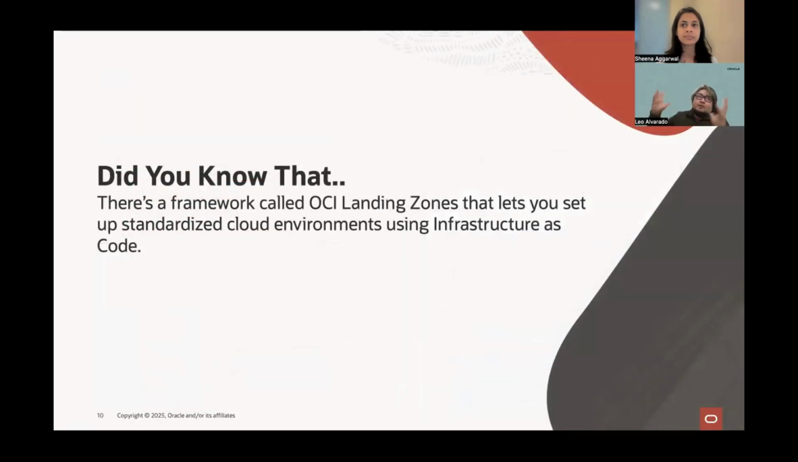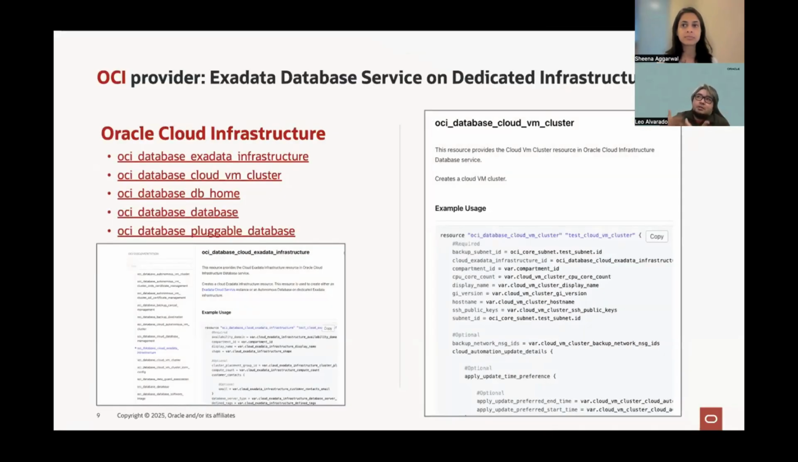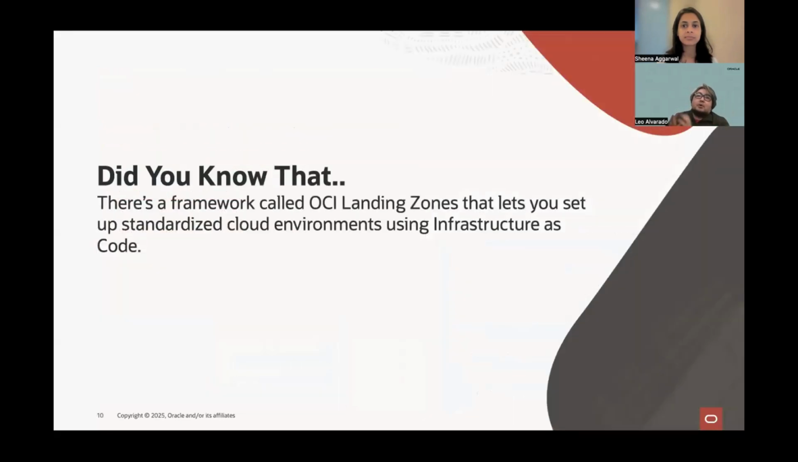If you want to start with Terraform, you need to build your Terraform script with all these required resources. For example, if you're deploying Exadata database service on dedicated infrastructure, you just need to call all of these resources in your Terraform script. Or we've also developed a ready framework, called OCI landing zones, that lets you set up standardized cloud environments using infra as code from day one.